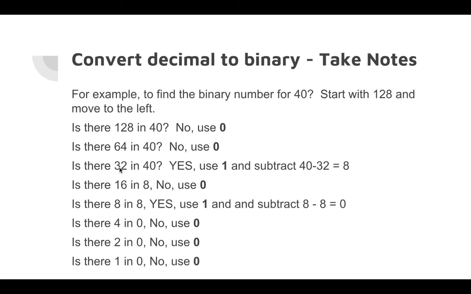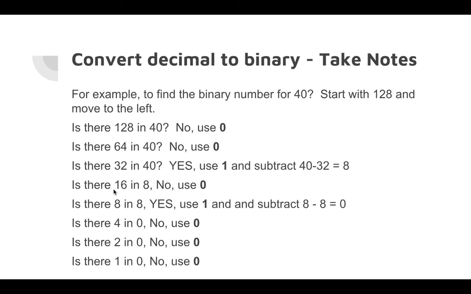Is there 32 in 40? Yes. Now notice the difference here. 32 is a smaller number than 40. So I can get 32 out of 40. So I put a 1 in the place value for 32, and I subtract. 40 minus 32 is 8. So I've already represented 32 out of the 40. All I need is 8 more.